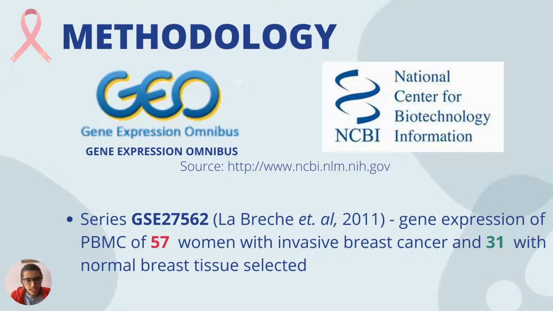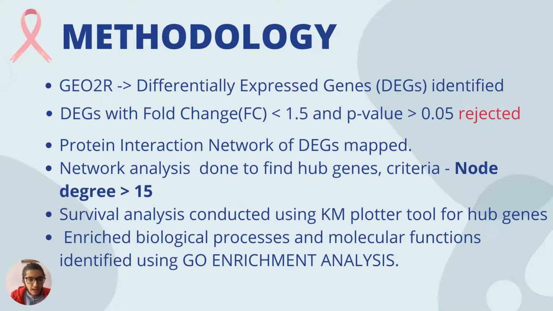For this, we used the series GSE27562, which is available in the Gene Expression Omnibus maintained by NCBI. It has the gene expression of PBMC, peripheral blood mononuclear cells, of 57 women with invasive breast cancer and 31 with normal breast tissue. We used PBMC because it has been widely used in biomarker studies. After that, we used the GEO2R tool provided by NCBI to find the differentially expressed genes.